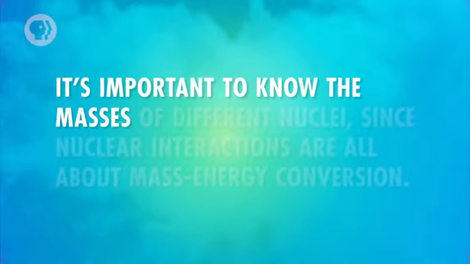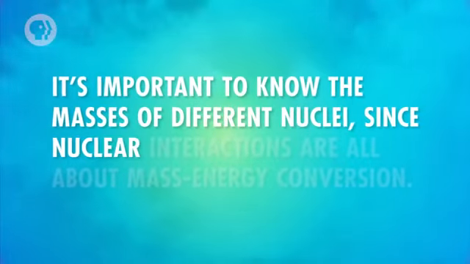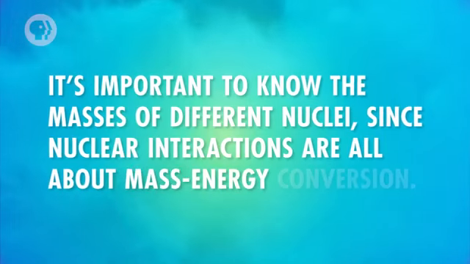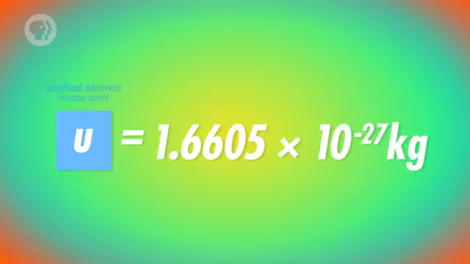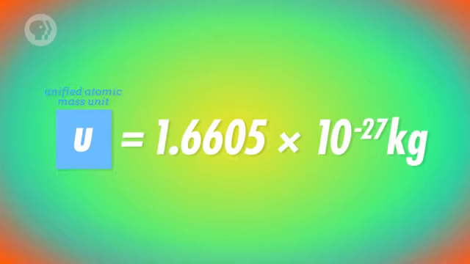It's important to know the masses of different nuclei, since nuclear interactions are all about mass-energy conversion. To quantify the mass of a nucleus, we use the Unified Atomic Mass Unit, written just as a small u. A single neutral carbon-12 atom, for example, equals exactly 12 unified atomic mass units. This means that one unified atomic mass unit is equal to 1.665 times 10 to the negative 27th kilograms. Okay, now that we have a notation for describing elements and their isotopes, we can talk about the energy associated with a nucleus and its bonds.